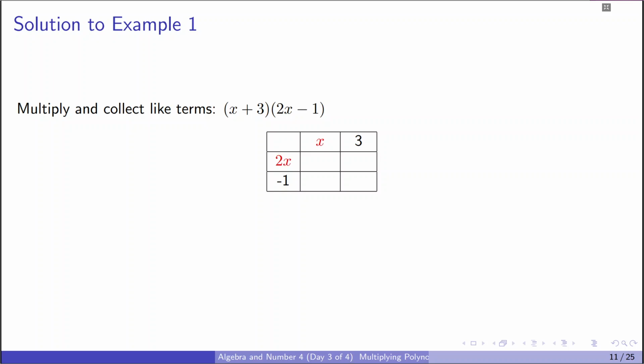Now, 2x times x is 2x squared. x times negative 1, negative x. 2x times 3, 6x. 3 times negative 1, negative 3. There's our 4 terms. We've caught them all. If you miss a term, that box will be empty.